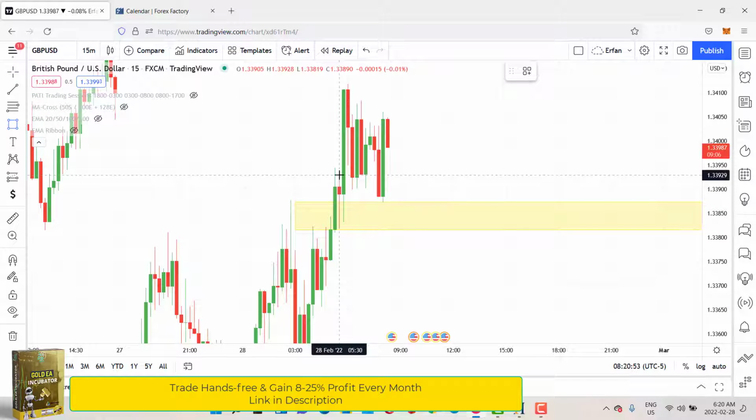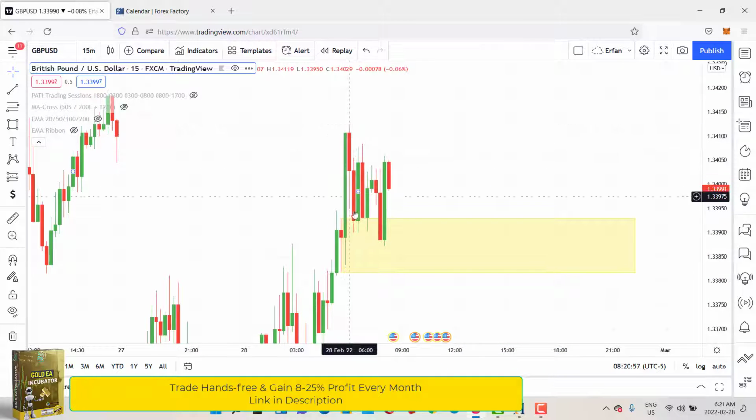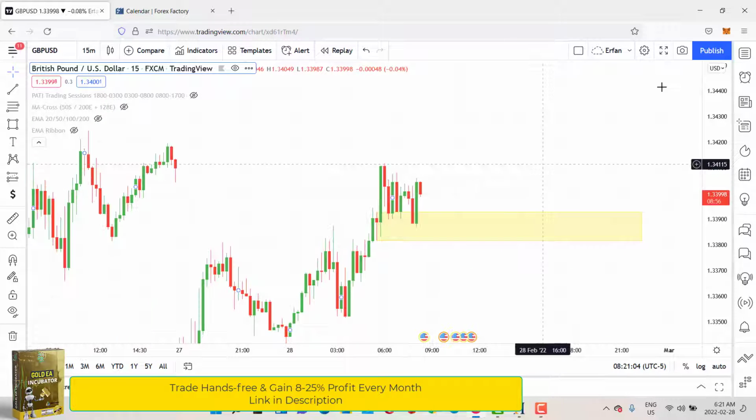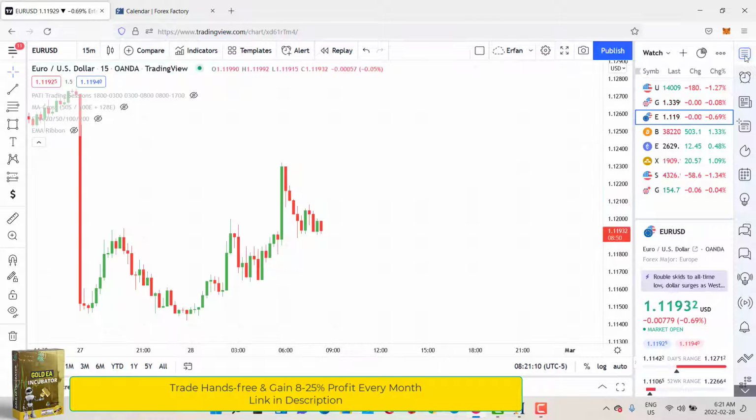we have this high probability order block. We have this high probability order block here. The price tapped into this level, went up, came down, went up, came down, went up. And look at this, it's just trying to go up. It's exactly like EURUSD. Even in EURUSD, the same thing is happening.